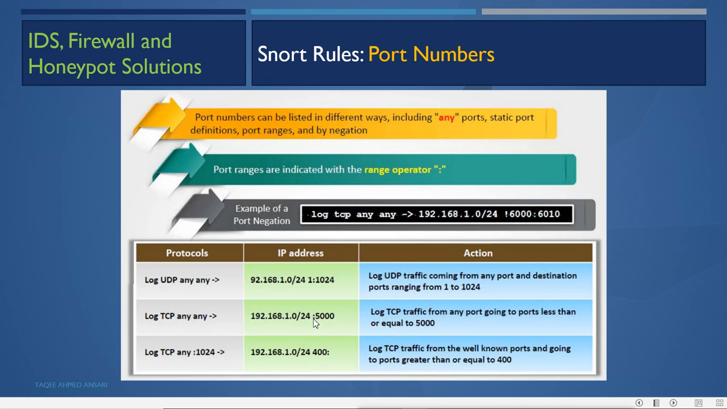and see, it is not giving the starting range. Now that means what? Log TCP traffic from any port going to port less than or equal to 5000. That means on this side, it is less than or equal to.